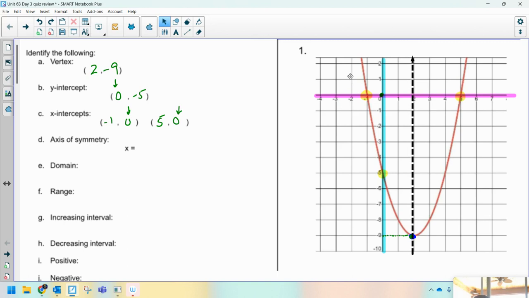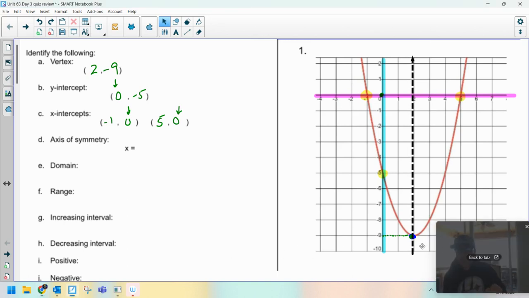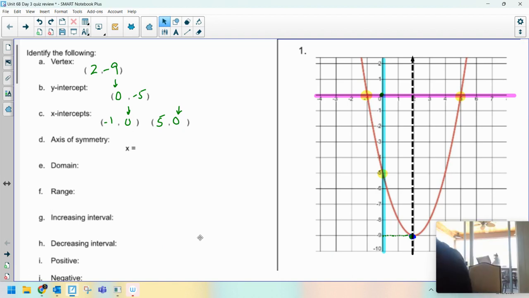Our axis of symmetry. Man, my cat is outside. No, it's not my cat. It's my daughter's cat. I think my cat wants to come in over here. Let's see. All right. Come on, Boots. Let's come in here.